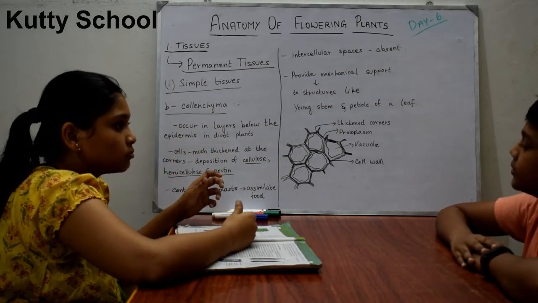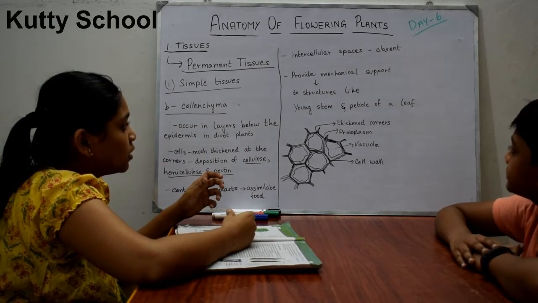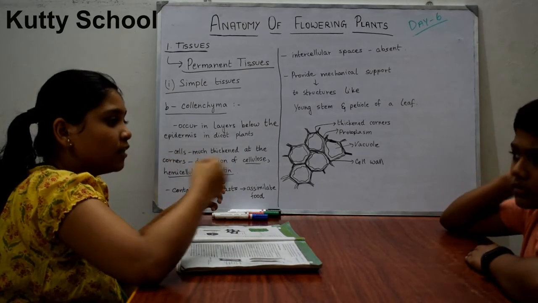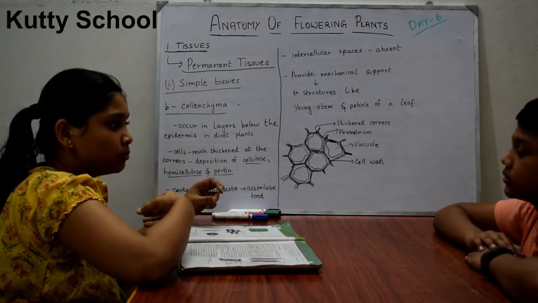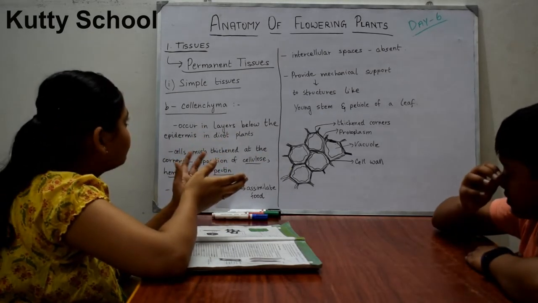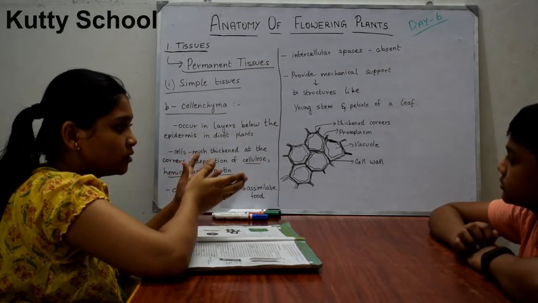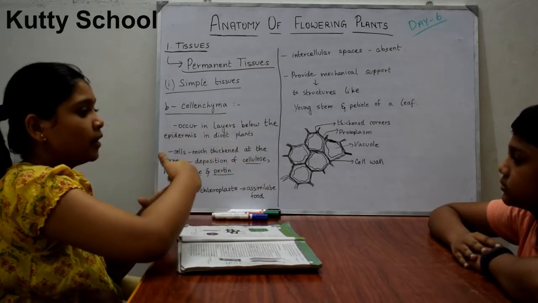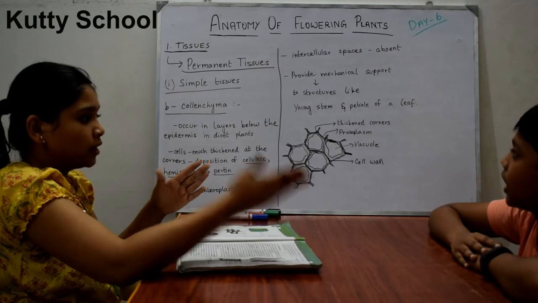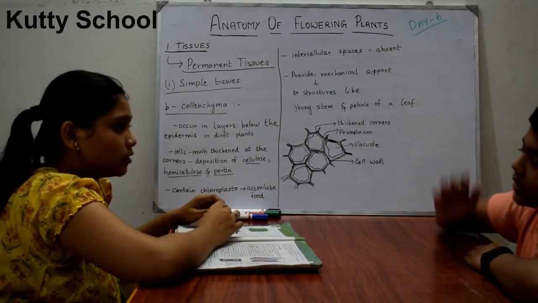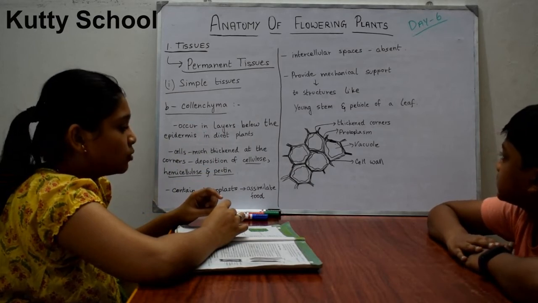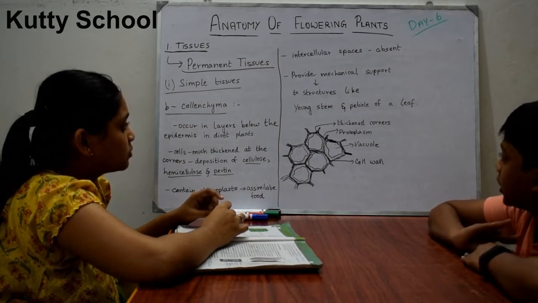Like the petiole of a leaf. The petiole connects the leaf lamina with its leaf base. That petiole will be composed of these cells, which support it mechanically. It also supports the leaves and young stems.